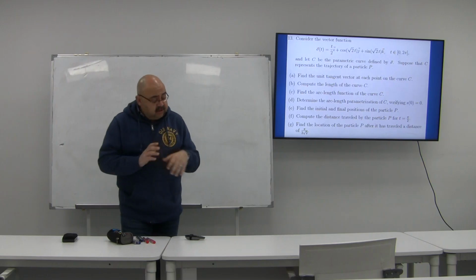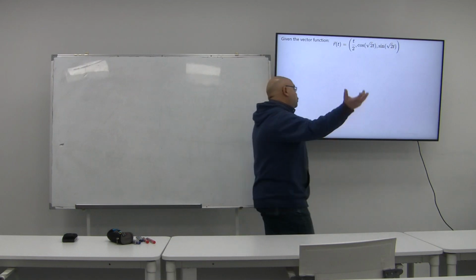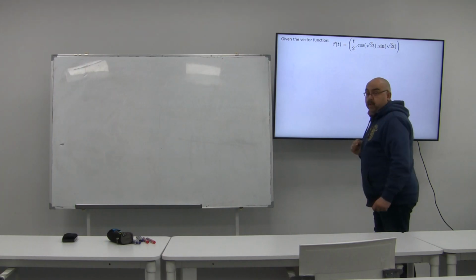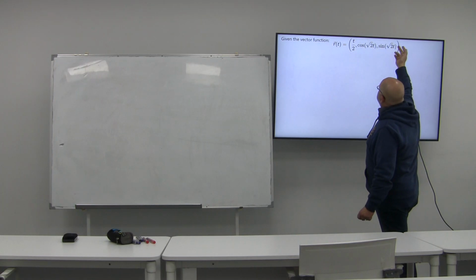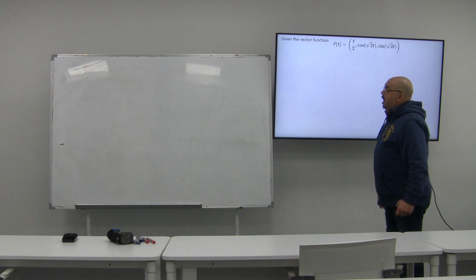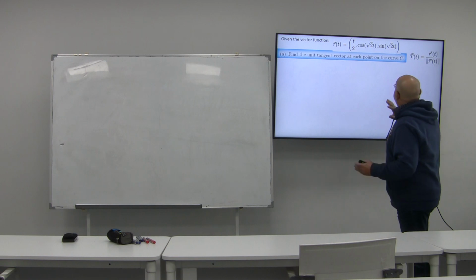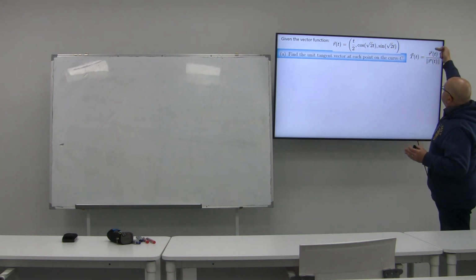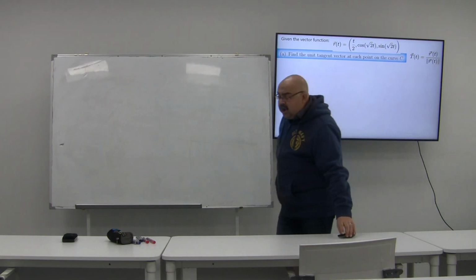How to find this? This is really very simple. All I have to do is to write once more the vector function that we are dealing with, which is t over 2, cosine of root 2 t, sine of root 2 t. Then I will start by getting the equation of the tangent line, which is really very simple. The unit tangent vector is r dash of t divided by its magnitude, which is really very simple.